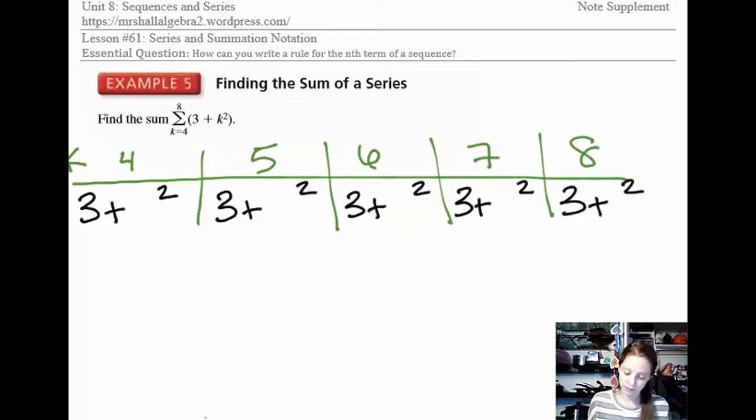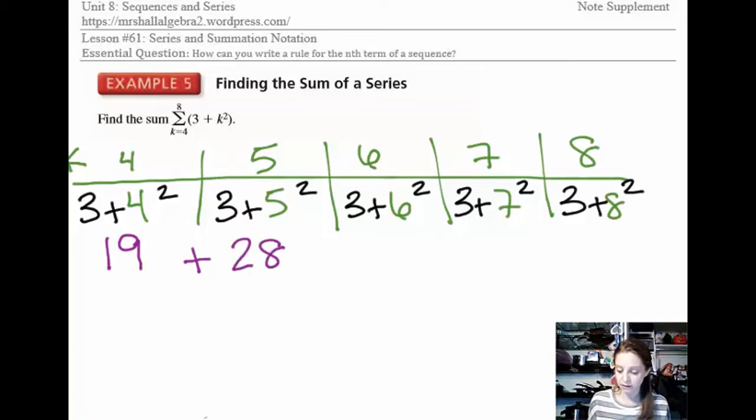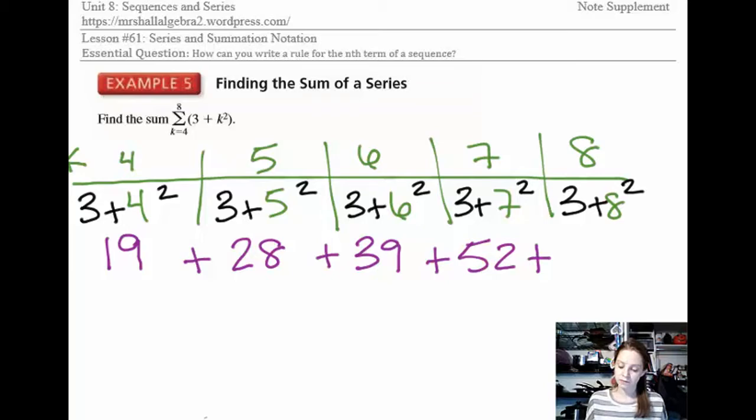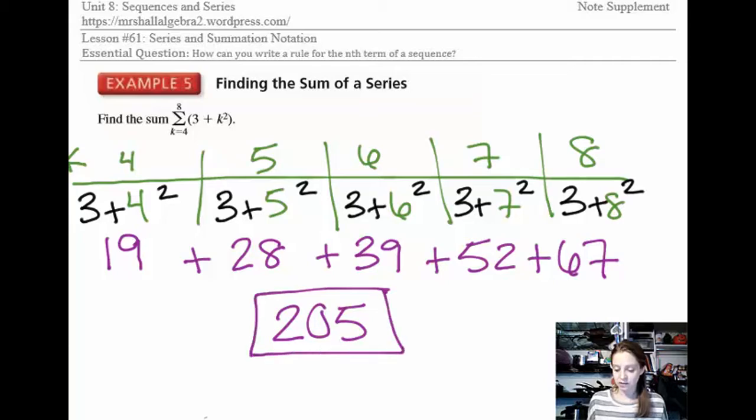And I put in the k values, so it's going to be 4, 5, 6, 7, 8. I'm going to simplify each of these expressions and then add them together. So 3 plus 4 squared, that is 19, plus 25 plus 3 is 28, 36 plus 3 is 39, 49 plus 3 is 52, 64 plus 3 is 67. And then I will add that together and get 205, which is the answer.